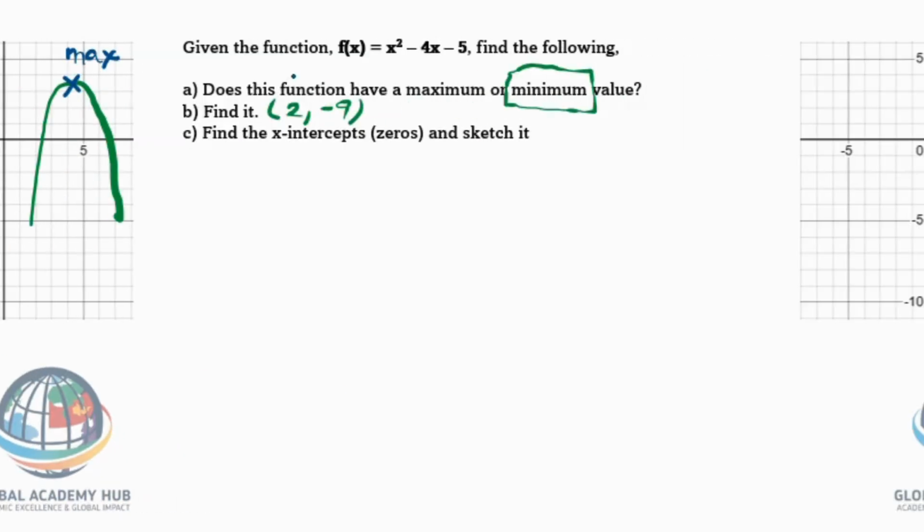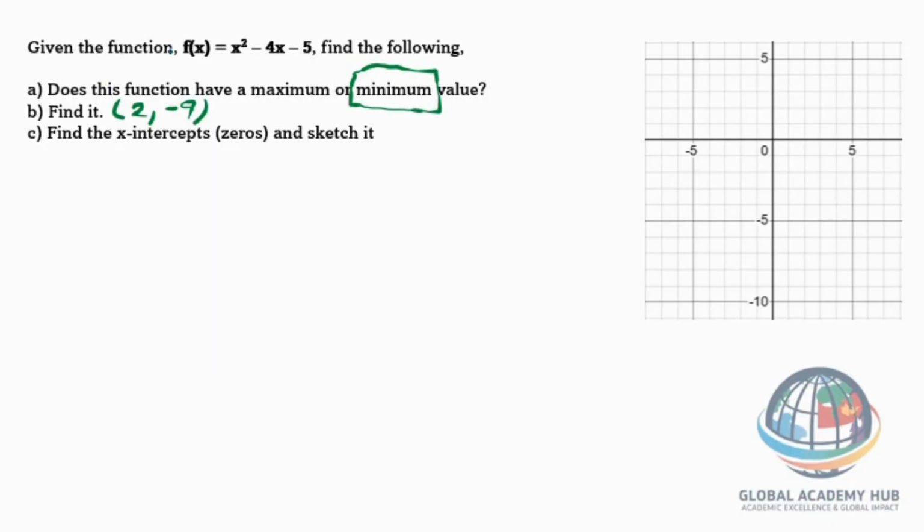So here we are. We're given this function f of x is equal to x squared minus 4x minus 5. Does it have a minimum or a maximum value? It has a minimum value. We found that minimum value. That means we're looking at the lowest point that this parabola is going to go. Find the x-intercepts, the zeros, and sketch it. So let's do that first.